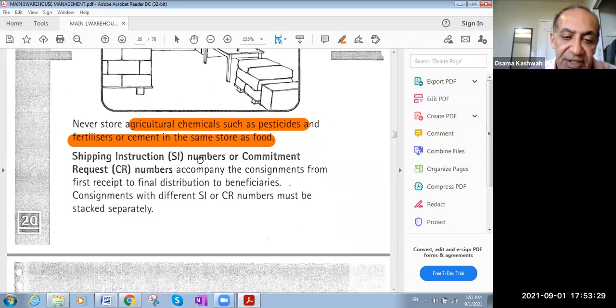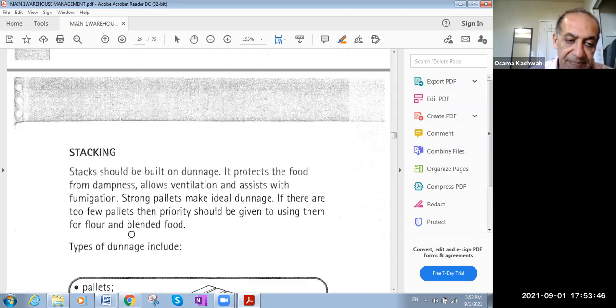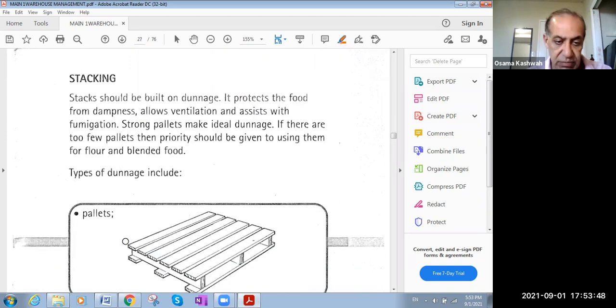Shipping instructions numbers and commitment request numbers accompany the consignment from first receipt to final distribution to beneficiaries. Consignments with different SI or CR numbers must be stacked separately. Regarding stacking and pallets, we also need to know what we mean by pallets, and we need to know the meaning of stacking.